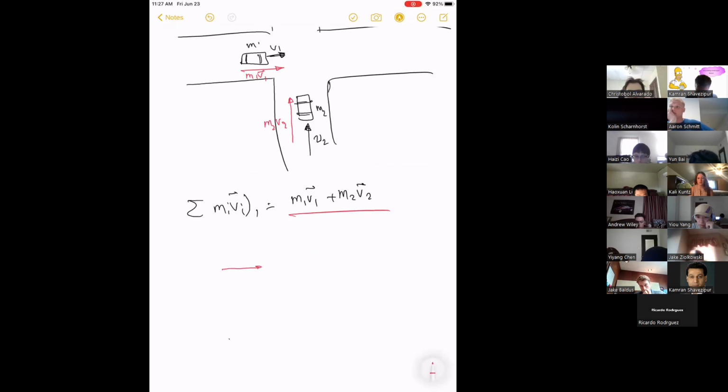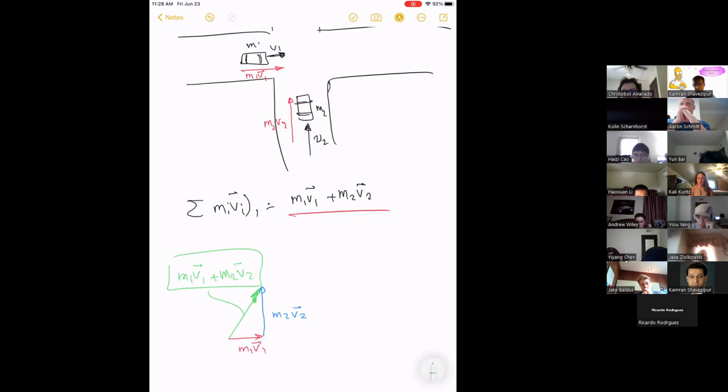Let me just do it here. This is m1v1. This is m2v2, right? And their summation, this vector, the green, is going to be m1v1 plus m2v2. Now, this is how you add two systems together.